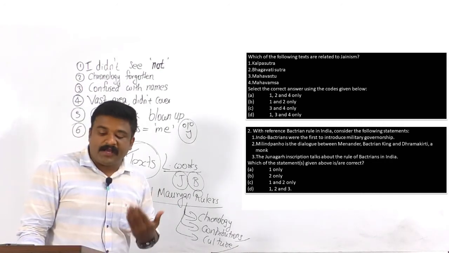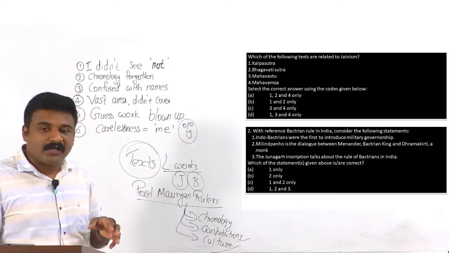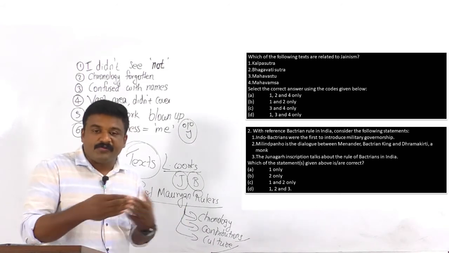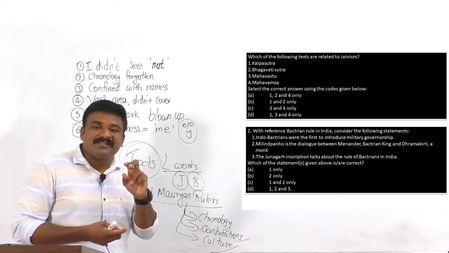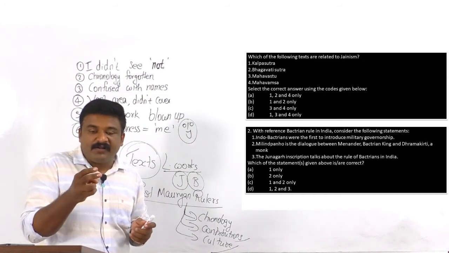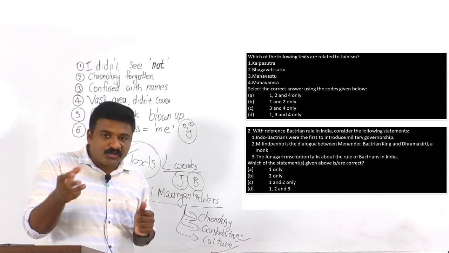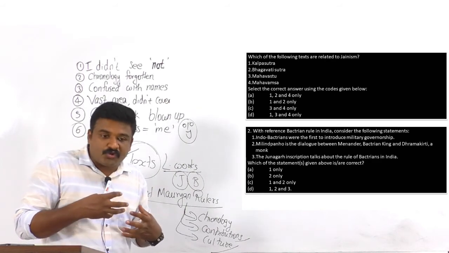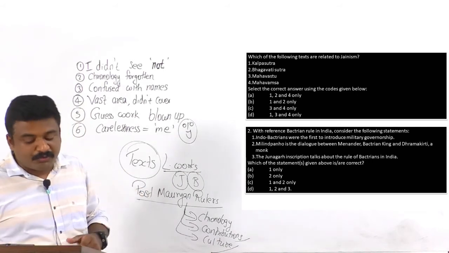Then Milinda Panha is a dialogue between Menander, the Indo-Greek ruler, and the Buddhist monk Nagasena, not Dharmakirti. Dharmakirti is also a Buddhist scholar, but this Milinda Panha conversation is between Menander and Nagasena. That is the difference. This is the way UPSC will bring some twist in the statements. They will simply shuffle or replace the names or terms with something else. So always go for the complete statement. Don't go for hasty conclusions. Read the statement carefully, then only come to the answer.